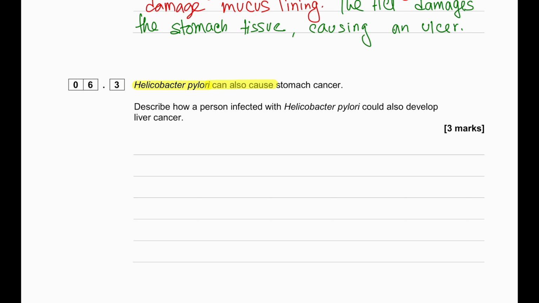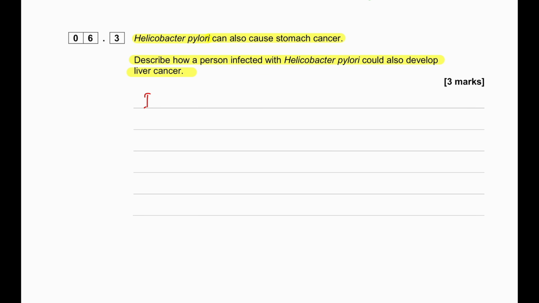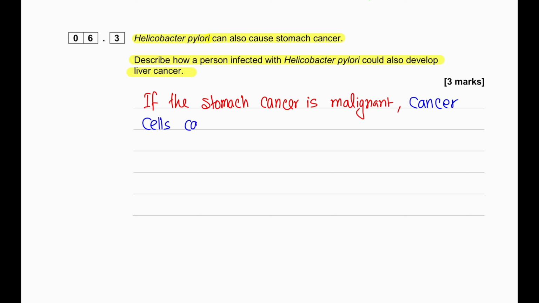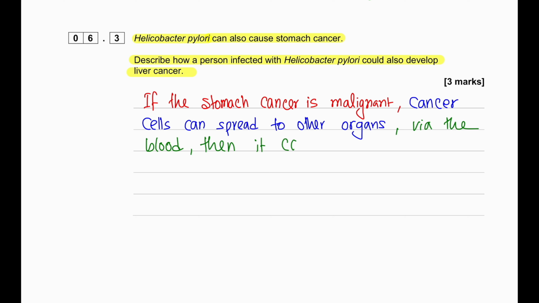Helicobacter pylori can also cause stomach cancer. Describe how a person infected with Helicobacter pylori could also develop liver cancer. If the cancer in the stomach is malignant, the cancer cells can spread to other organs via the blood, forming a secondary tumor in the liver. By the way, guys, this process is known as metastasis, and it can spread cancer to all parts of the body. Liver is just an example in this case.